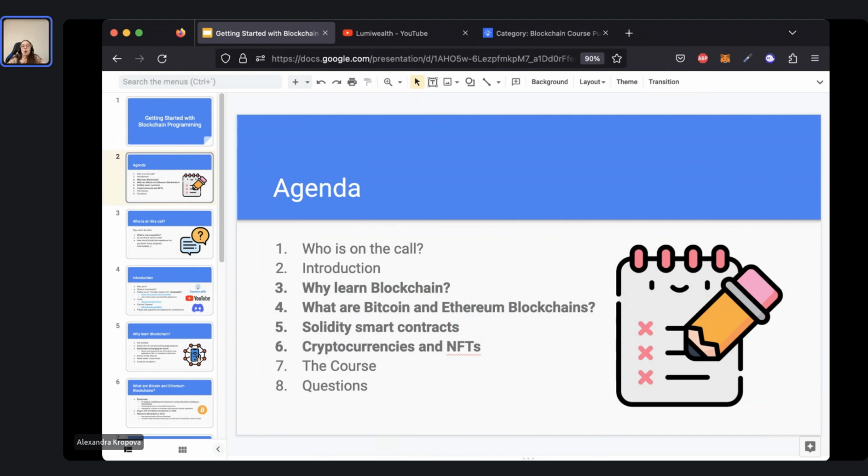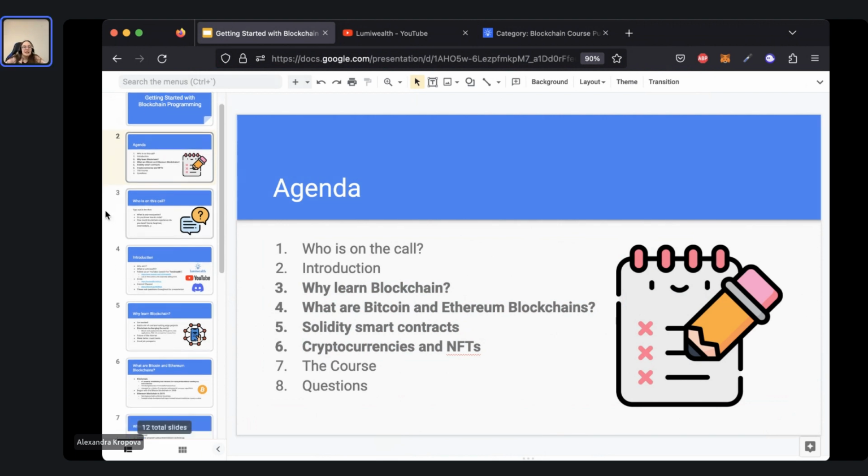So we're going to talk about why we should learn or care about the blockchain in the first place, and what are some types of blockchains like Bitcoin and Ethereum, and how can you start to program for a blockchain? Like, how do you write smart contracts? We'll also dive into cryptocurrencies and NFTs, which are types of smart contracts. There are a couple projects that you can build by doing blockchain programming. And there are a couple of projects that we will do in the course, along with many more projects as well.